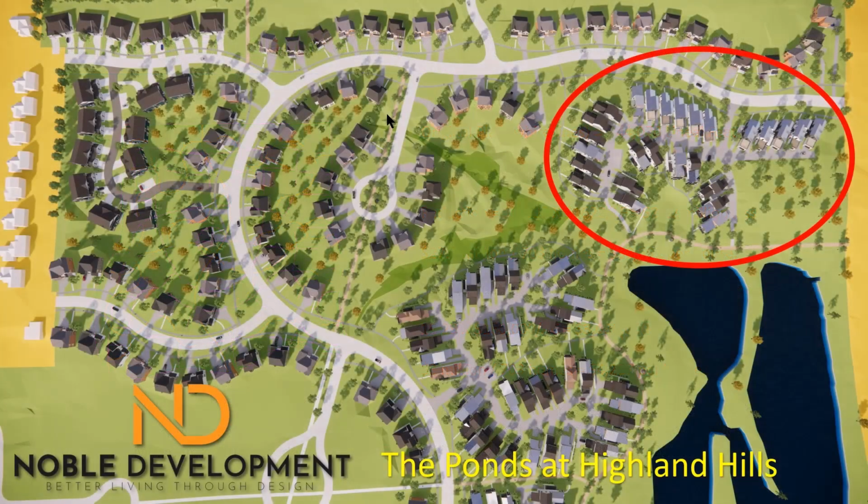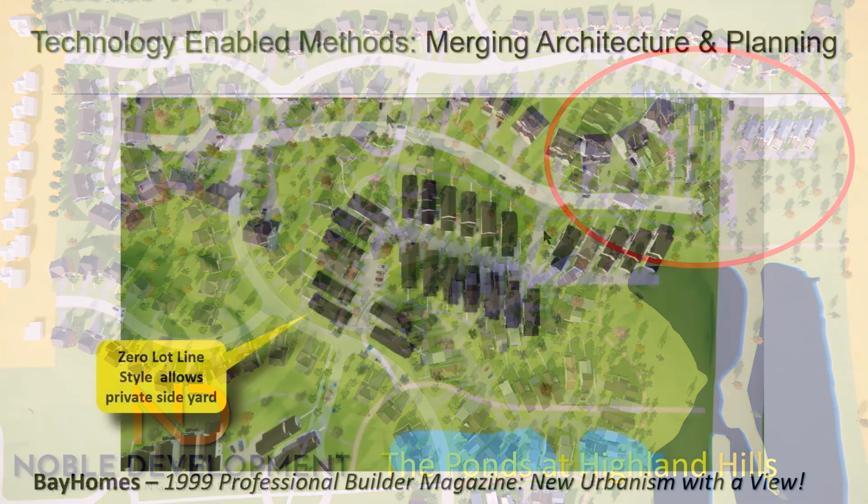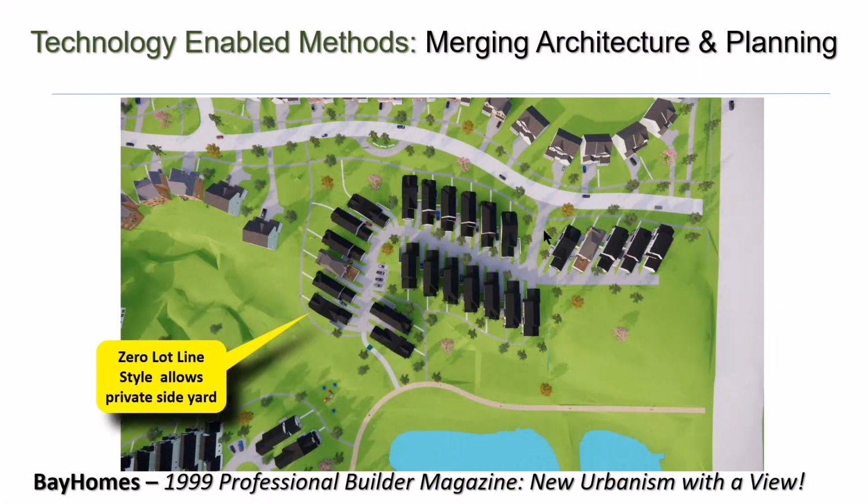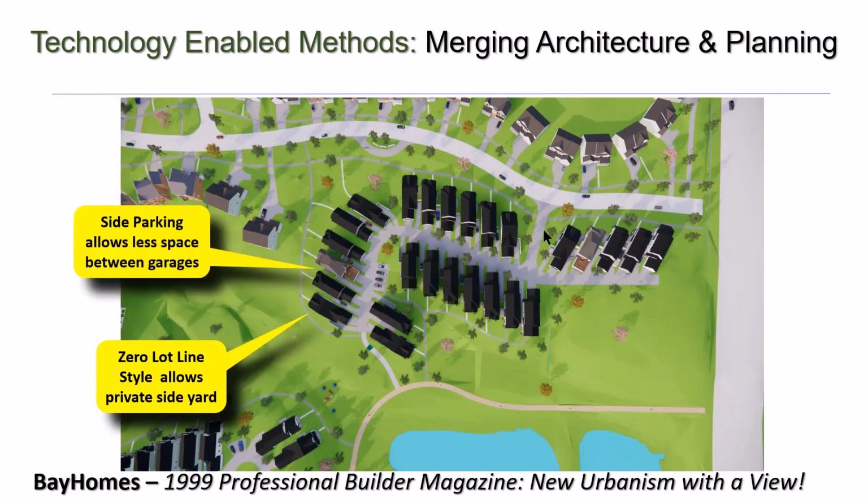While we're on the subject of merging architecture and planning, let's take a look at the garden villas at the Ponds at Highland Hills, otherwise known as bay homes. We have a zero lot line style lot that allows a private side yard in these association maintained units. The side parking allows less space between the garages. So in other words, we have the same or more parking and we're utilizing that side yard that's normally underutilized.